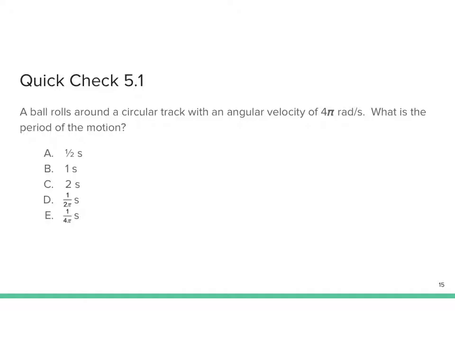I got a little quick check here just to incorporate those couple things. Here we have a ball rolls around a circular track with an angular velocity of 4 pi radians per second. What's the period of the motion? Well, if it's 4 pi radians per second and one circle is 2 pi, that means that this is going around the circle twice every second, aka it has 2 hertz. Well, 2 hertz means that it only takes a half a second to go around one time. And again, this is inversely related. Frequency is 1 over the period, so I can do 1 over 2 and get a half of a second.